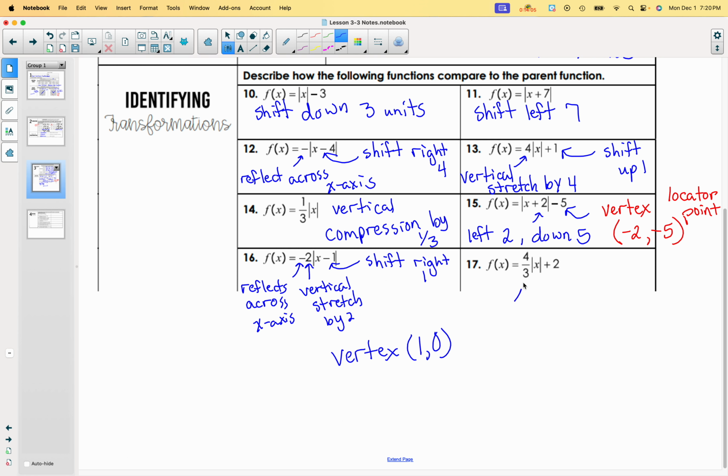Okay, this one, notice that this fraction is bigger than 1. So that means it's going to be a vertical stretch by 4/3. And this +2 is going to make it go up 2.